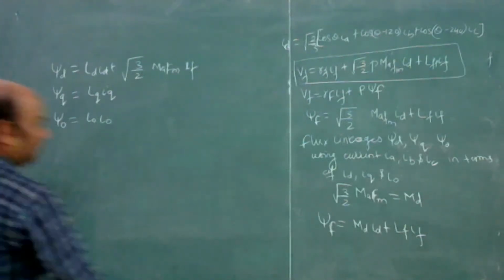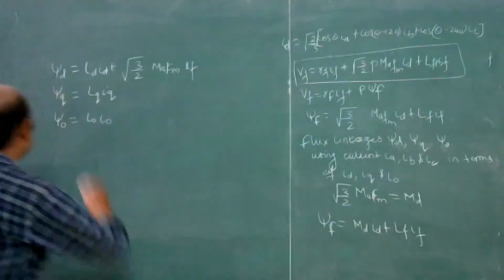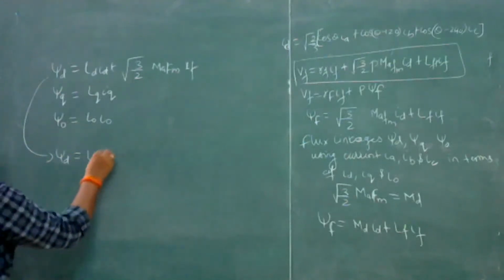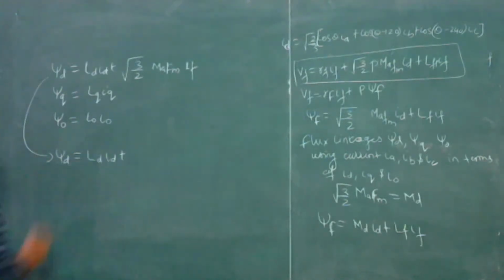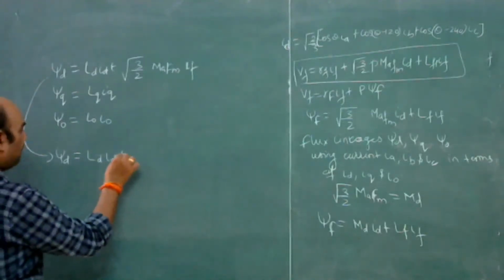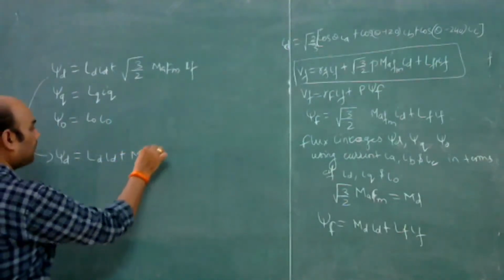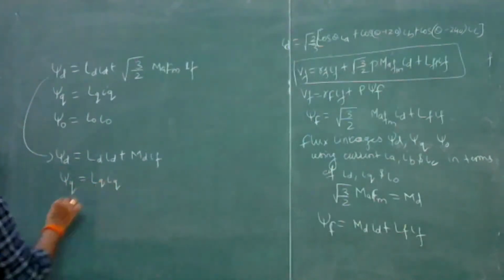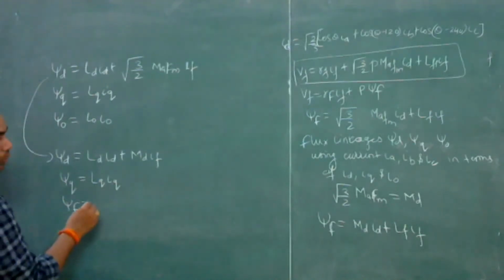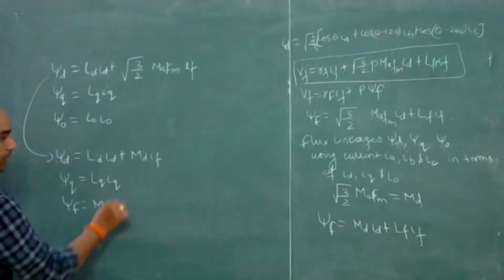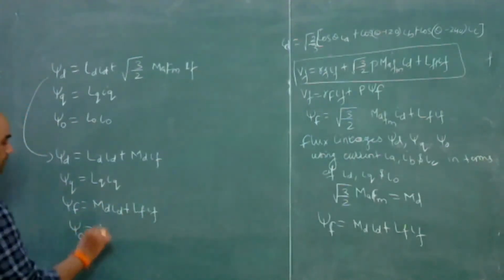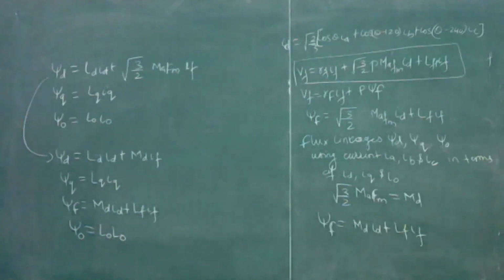Now MD is given this much, so this can be written as psi D is equal to LD ID plus MD into IF, psi Q is equal to LQ IQ, and psi F is equal to MD ID plus LF into IF, and psi naught is equal to L naught.